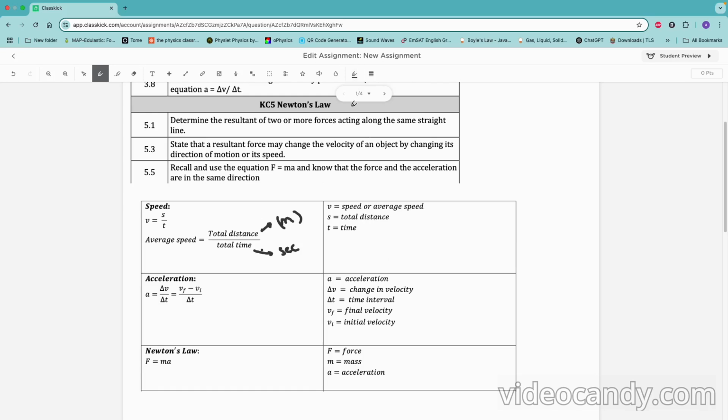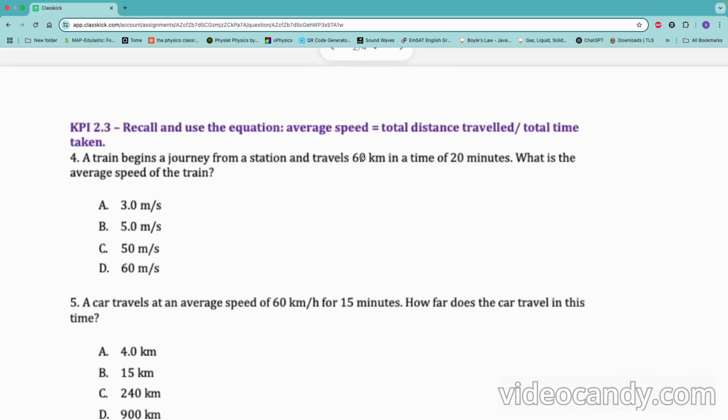Now we are going to check answering some of the questions here, where the question itself will direct you whether to keep the unit as it is or whether you need to convert units based on the options. So starting here, question 1. A train begins a journey from a station and travels 60 kilometers in a time of 20 minutes. So obviously this is distance covered, this is time taken, and we need to calculate average speed.